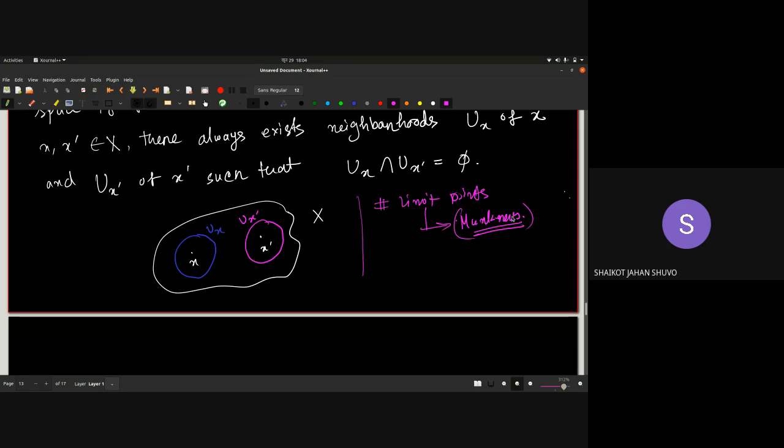If you have a unique limit, that means it is a Hausdorff space. Or if you ask, what do I have to do to get a unique limit? You have to work in a Hausdorff space. Otherwise, you won't get a unique limit ever. Oh, got it. Okay.